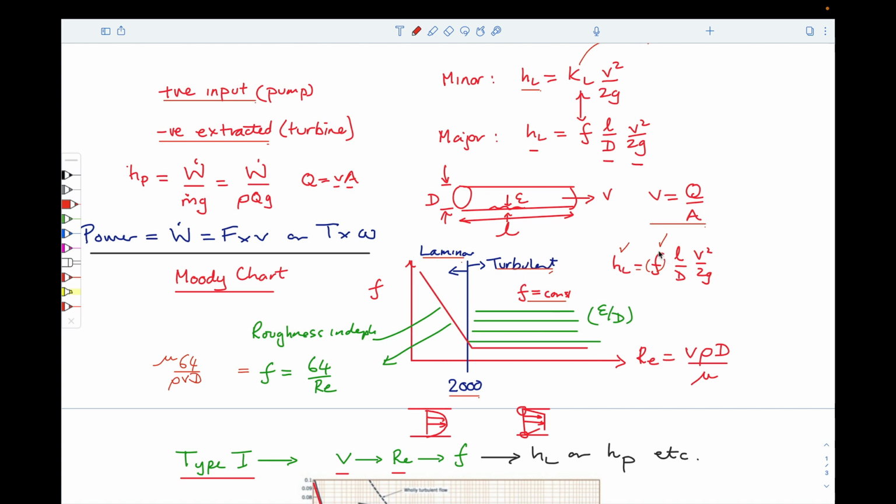And that is just realizing that this friction factor is a function of velocity for laminar flow, and it's not a function of velocity for turbulent flow. And therefore, the form of solving this equation changes as a function of that.